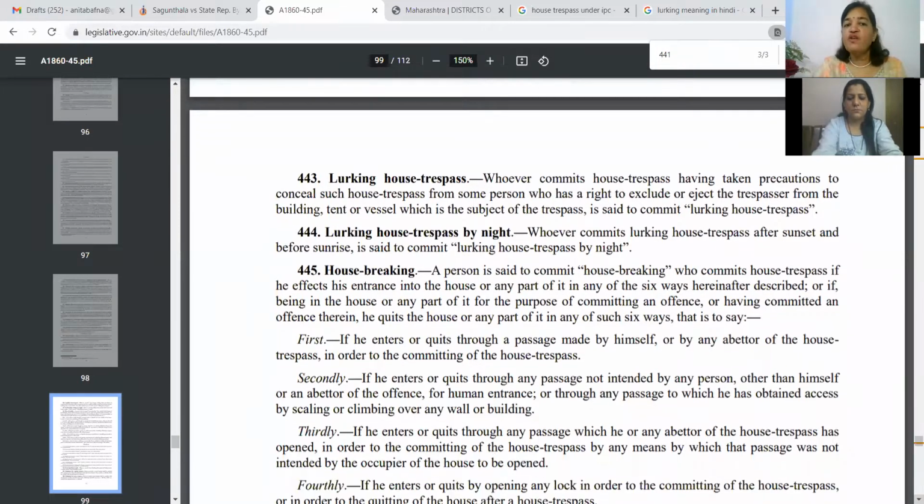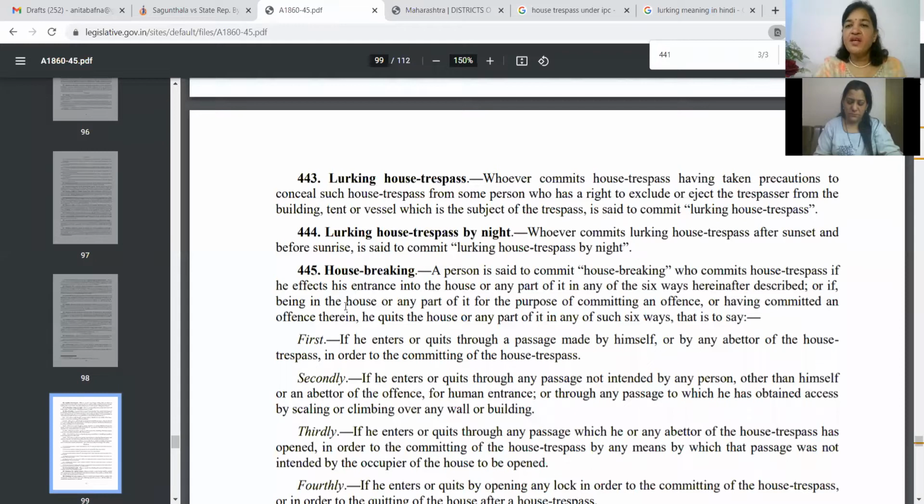Next is house breaking. This is very important. जो काफी यूज भी होता था पहले, अभी इतना नहीं होता है, but house breaking का केस है. If you go to criminal matters और क्रिमिनल कोर्ट, house breaking का केस है. A person is said to commit house breaking who commits house trespass if he effects his entrance into the house or any part of it in any of the six ways hereinafter described. तो 6 रास्ते बताए उन्होंने.